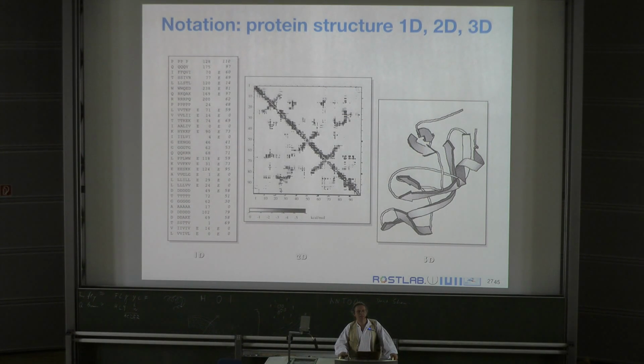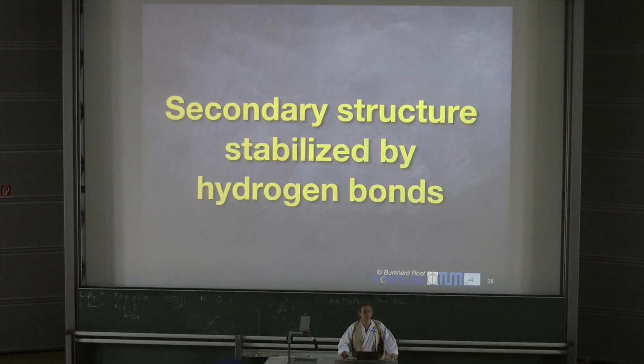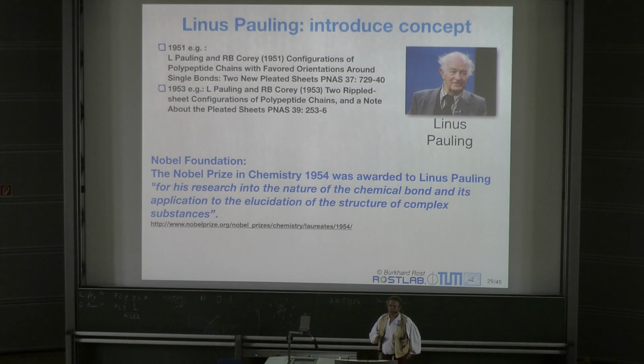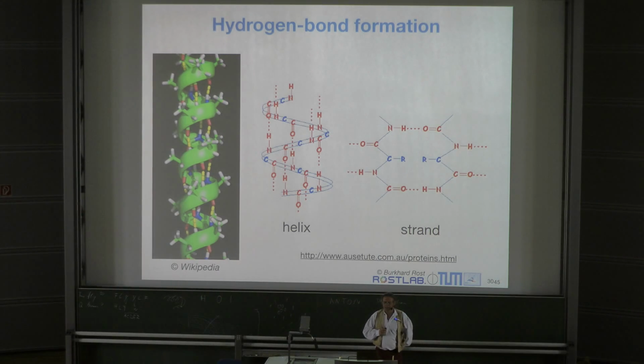Okay, now on this model from 3D, 2D, 1D. 1D, what I show here is secondary structure, and they are stabilized by hydrogen bonds. And this concept was introduced and given a Nobel Prize to by Linus Pauling in '51. So he predicted the existence of secondary structure of helices and strands before people had ever seen a protein structure. And he predicted this based on a very good understanding of the features of proteins.